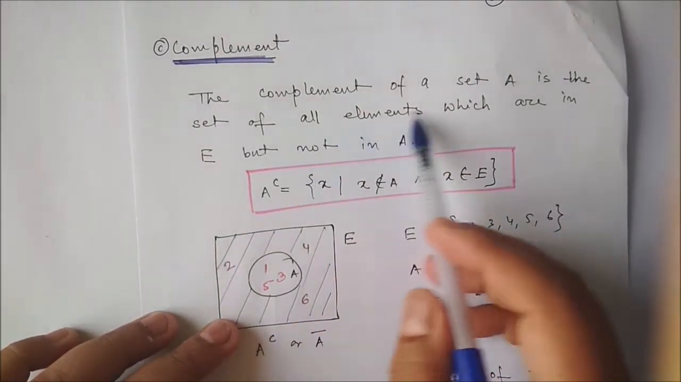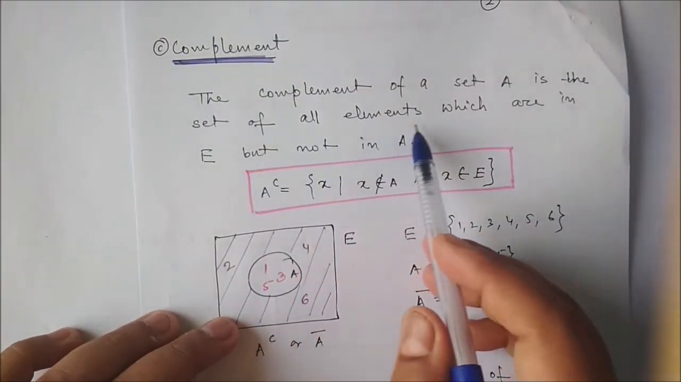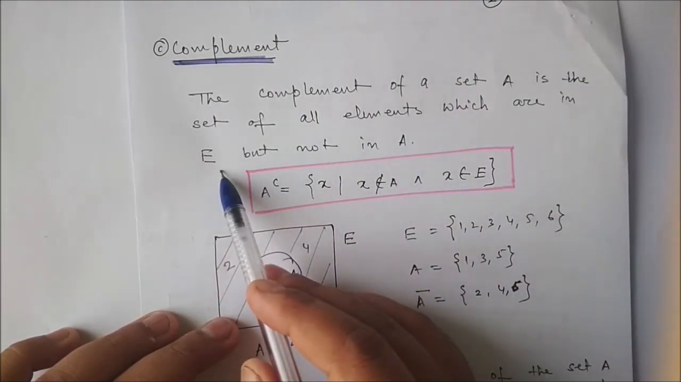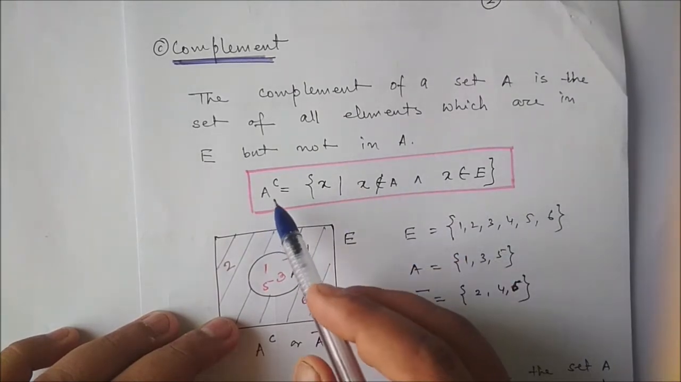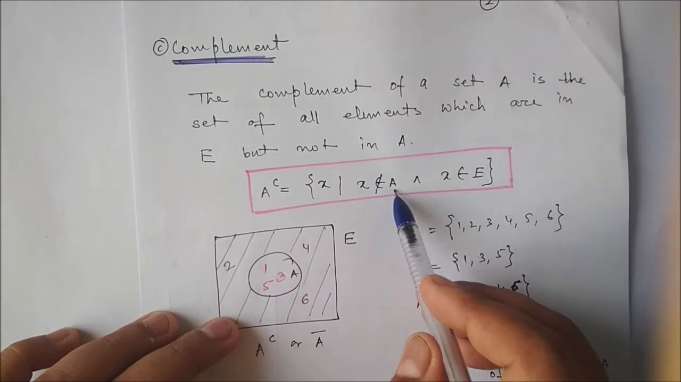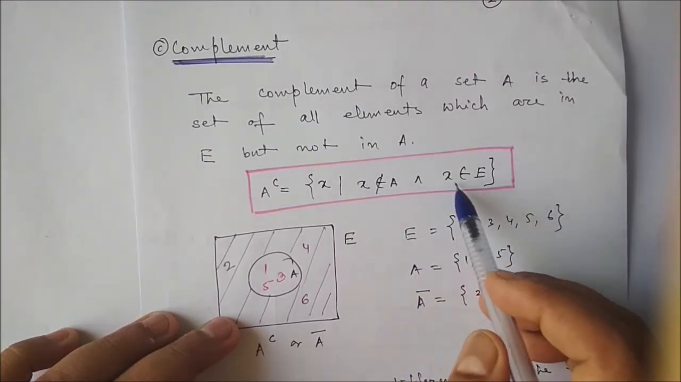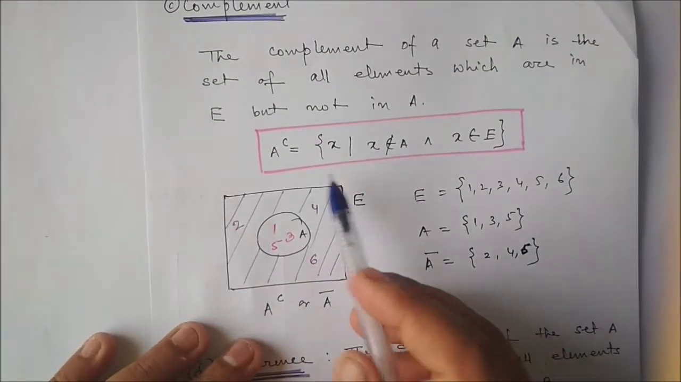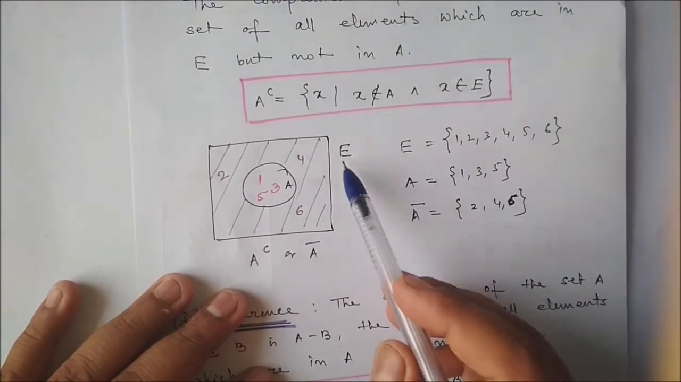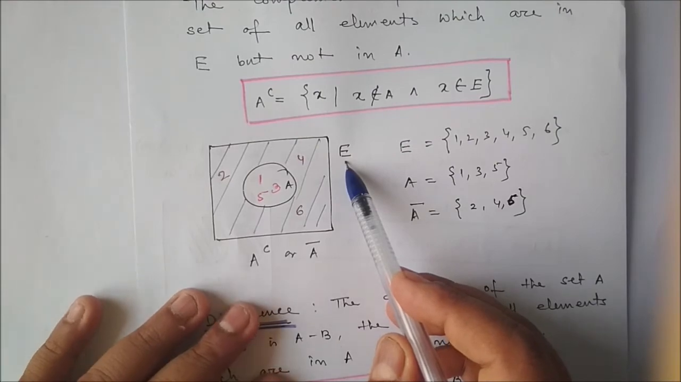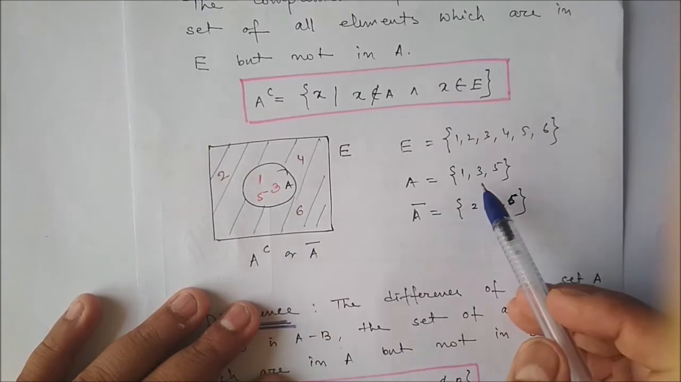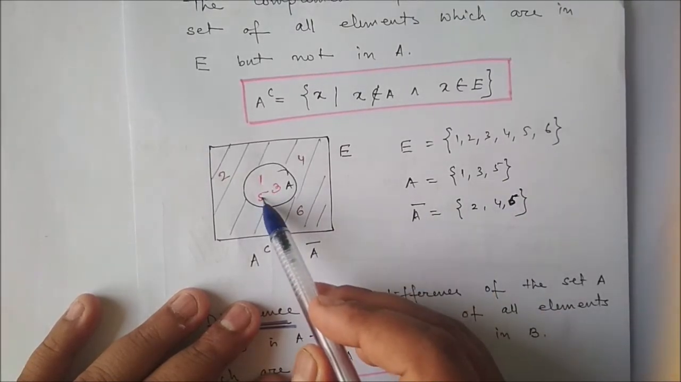Next is complement. The complement of a set A is the set of all elements which are in E but not in A. E stands for universe of discourse. So the complement of A is the elements which do not belong to A but do belong to the universal set E. A simple example: E is the universal set of discourse. It contains elements 1 2 3 4 5 6. But A contains 1 3 and 5.